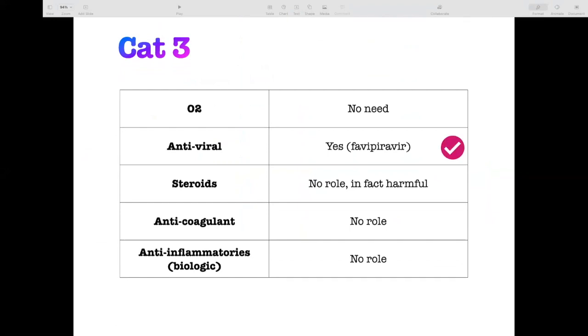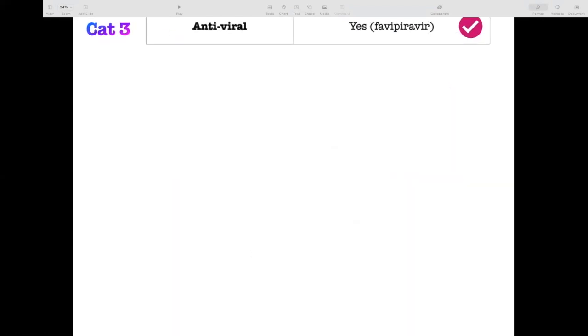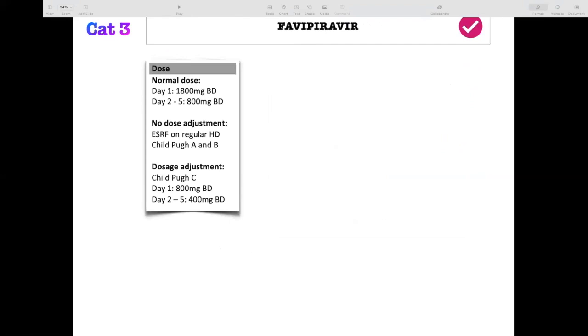So let us focus more about the antiviral favipiravir. So for favipiravir, the normal dosage that we need to give the patient is day 1, 1,800 mg BD, followed by day 2 of 800 mg BD, and to complete in 5 days. And as we can see here, there's no dose adjustment for end-stage renal failure patient on regular HD. And the dose adjustment is only for liver dysfunction Child C patient.